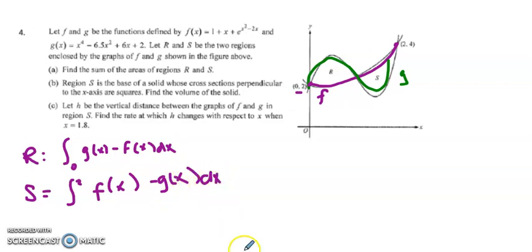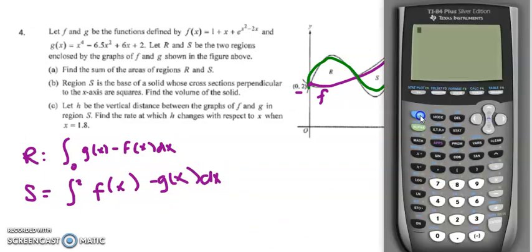So let's go ahead to our calculator and plug f and g into the graphing screen. So you go to y equals, and under y1 I'm going to plug in the f function: 1 plus x plus e raised to the x squared minus 2x, all up in the exponent there. And then my y4 is going to be the quartic function, so x to the 4th minus 6.5 x squared plus 6x plus 2.